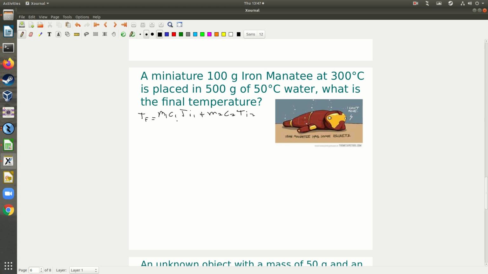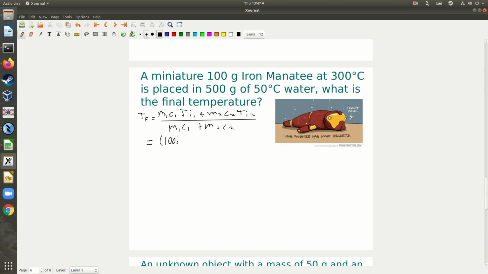using my new trick, over, I'm loving this, M1 C1 plus M2 C2. Okay, so let's plug in some numbers and let's have some fun. Okay, I'm going to have fun. Hopefully you do too.